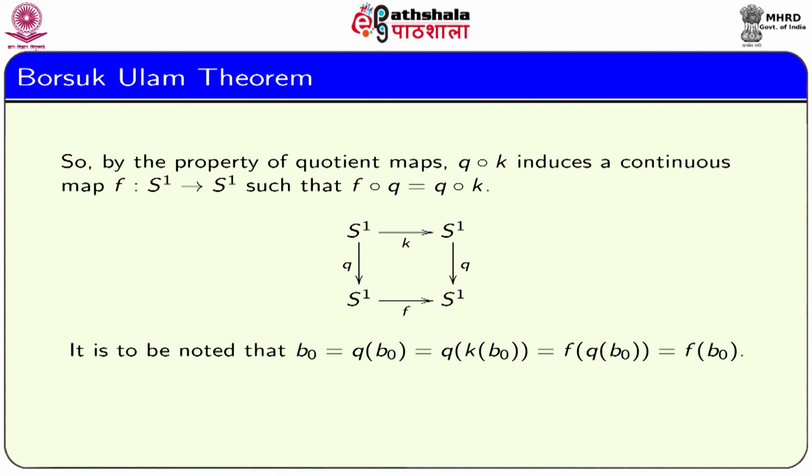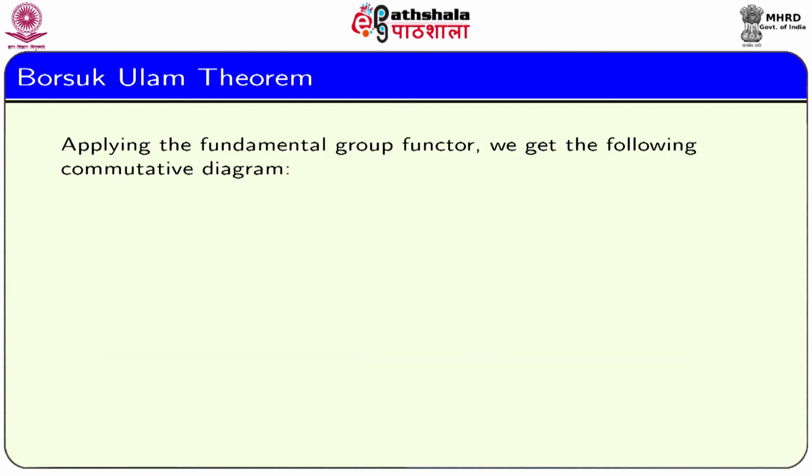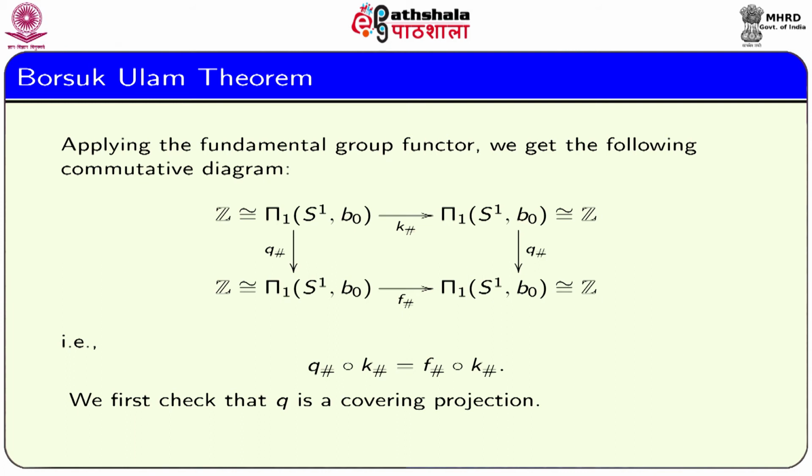It is to be noted that B0 equal to Q K B0, and that is equal to f of Q B0, equal to f B0. Also, K of minus B0 equal to minus B0. So, applying the fundamental group functor, we get the following commutative diagram. In the diagram, we have q sharp composed k sharp is equal to f sharp composed k sharp.